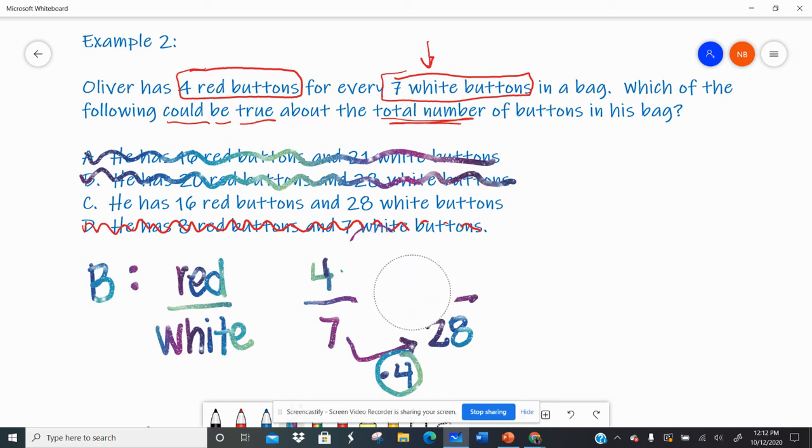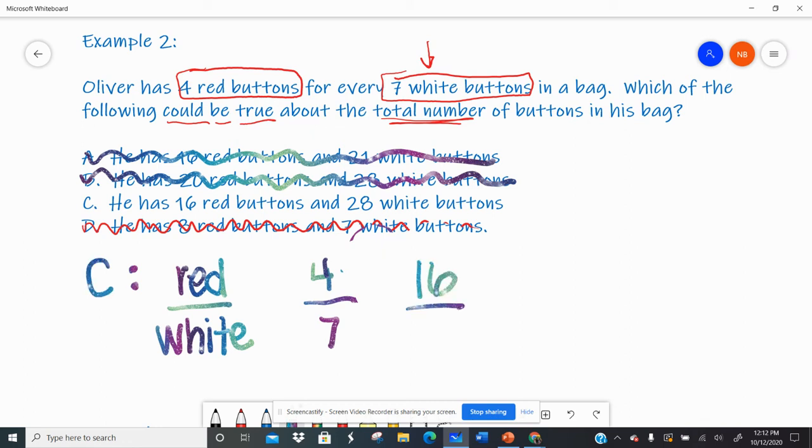But we're good mathematicians, so we're going to check. So let's look to see what I get with C. 16 red buttons, so that would be up top. 28 white. Well, 4 times 4 is 16. 7 times 4 is 28. And since those numbers are the same, C is our answer.